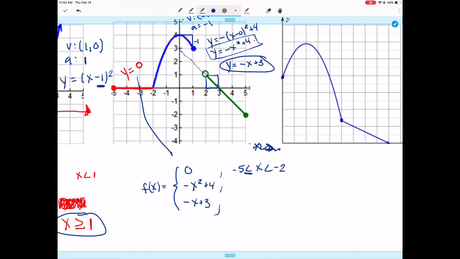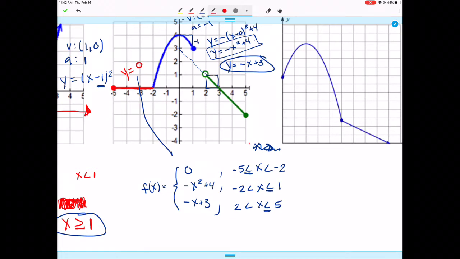So next one will go from, blue would go from negative 2, which is less than x, which is less than or equal to 1. And that includes that point at 1, so we do less than or equal to. And then the last one, it starts at 2 and ends at 5, and it includes that at 5.